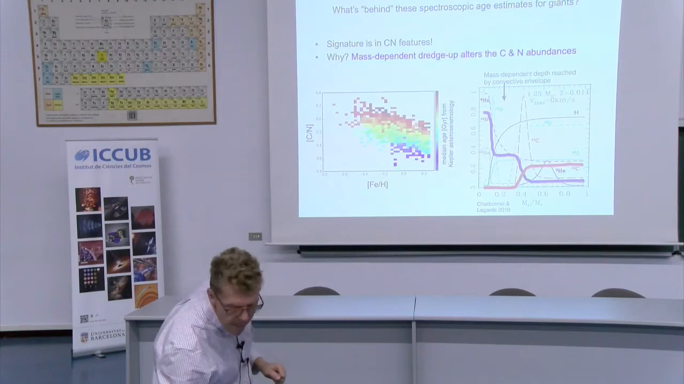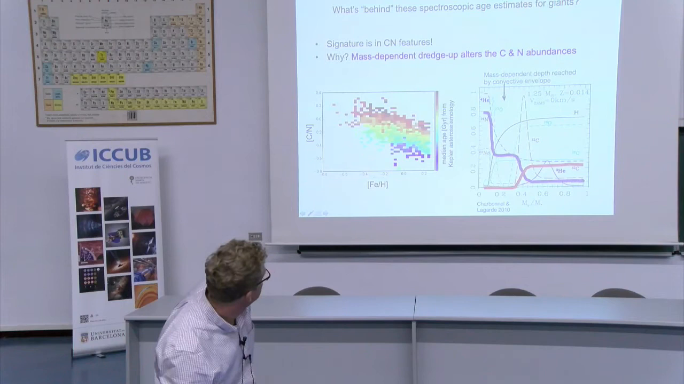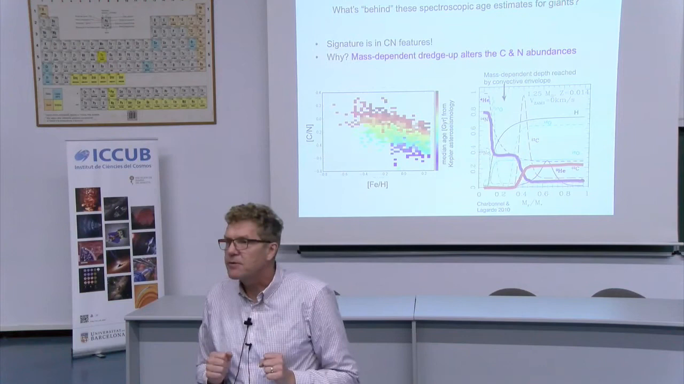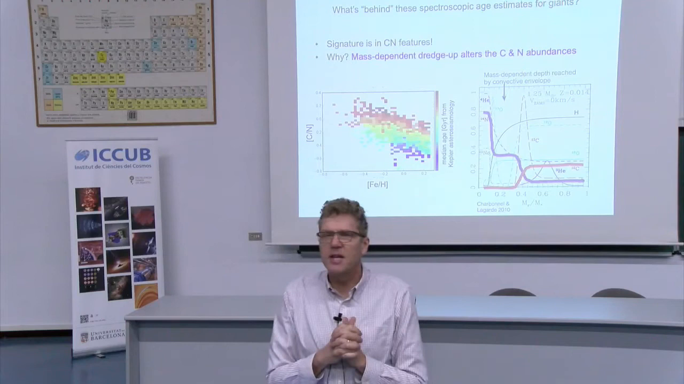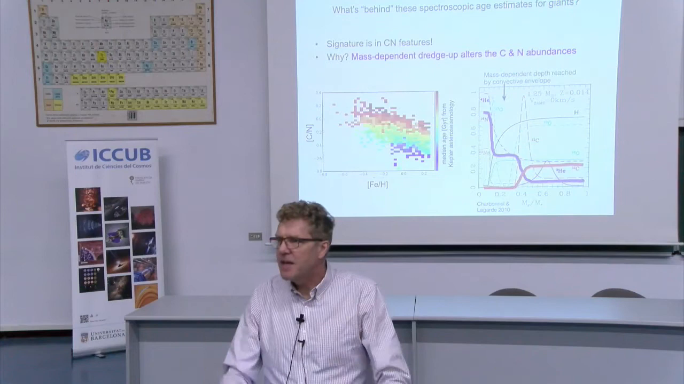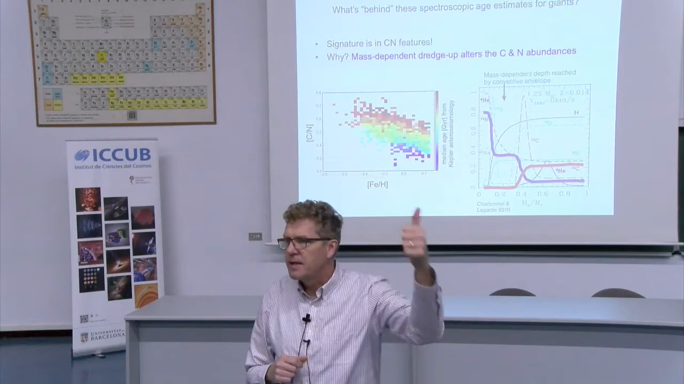Which dredges up material from here, bringing up lots of nitrogen and actually perhaps diluting the carbon. And it turns out that how deep this convection goes depends on the mass of the star. Everybody knows that in stellar evolution, once convection is involved, it's always quantitatively hard to make predictions. So it can offer you a qualitative argument why it should be, and then a data-driven approach to give you actually ages for stars that are giants.